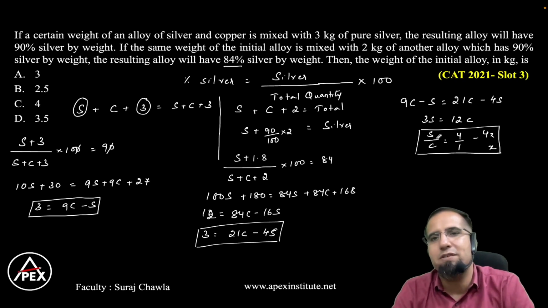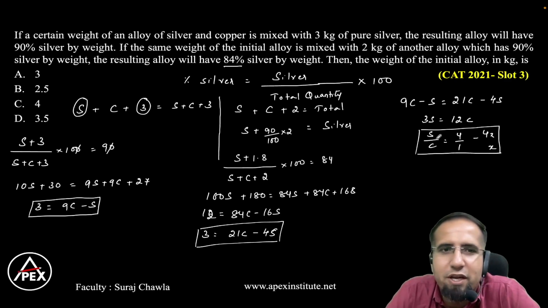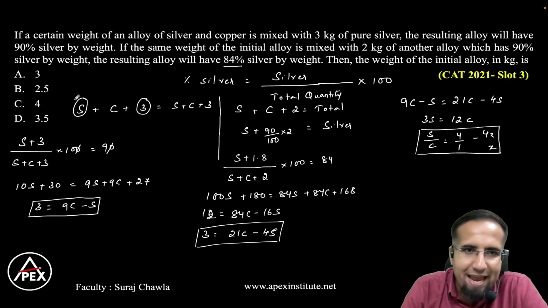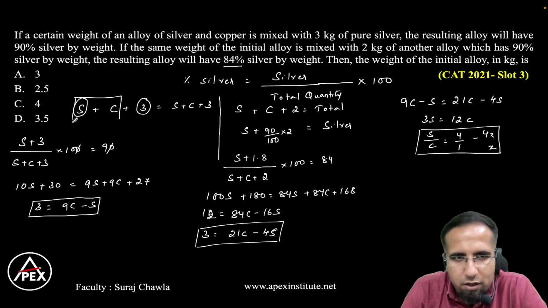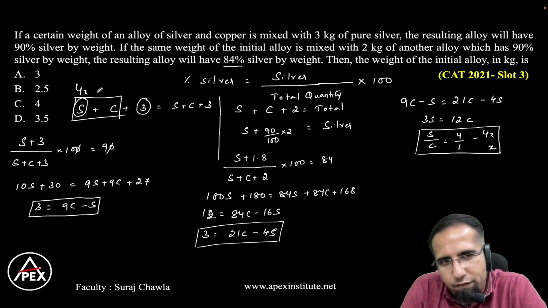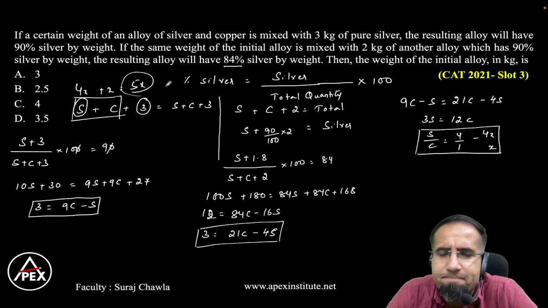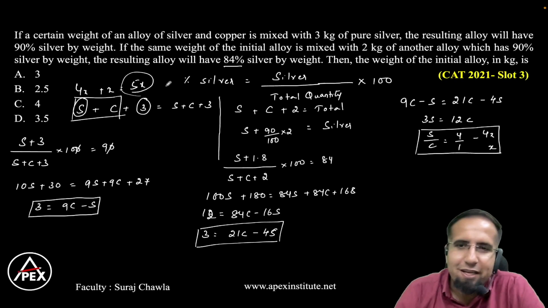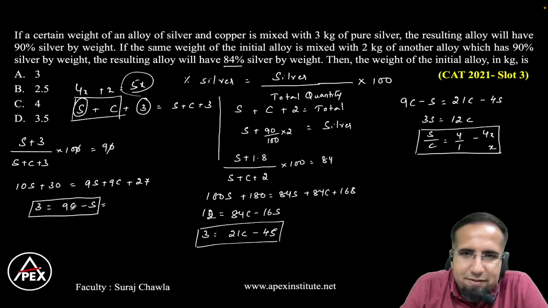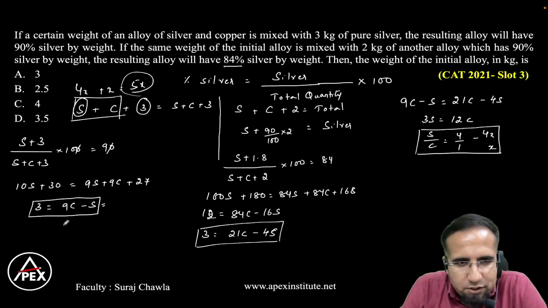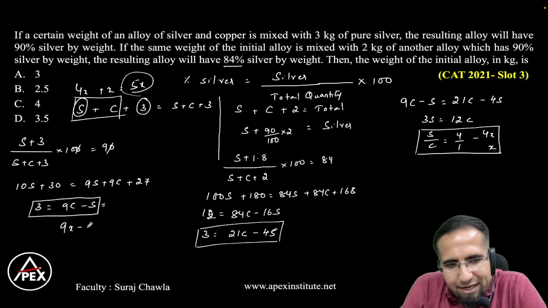Let's try to understand what is asked in the question. The weight of the initial alloy, and we have taken S and C as the weight of the initial alloy, which means I want the value of 4x plus x, which means our job is to get the value of 5x. Clear? Now what else can I do? I can replace this in this equation. 9 into x will give me 9x, minus S value is 4x, which is equal to 3, which means we get the value of 5x is equal to 3.